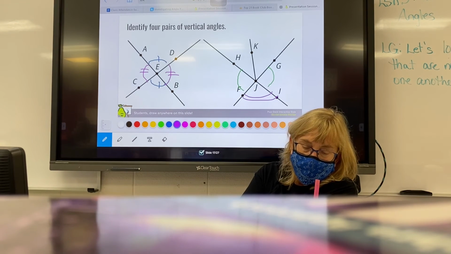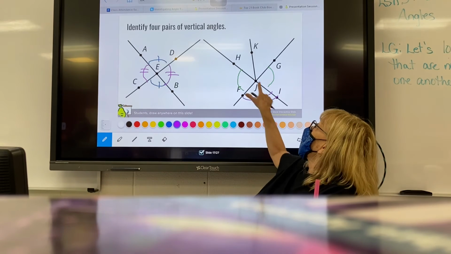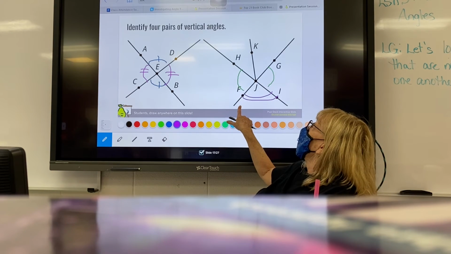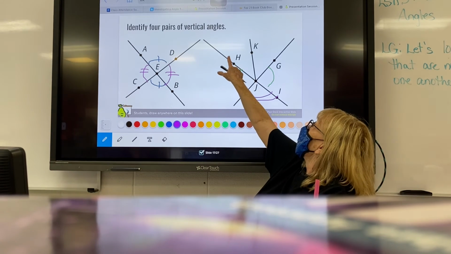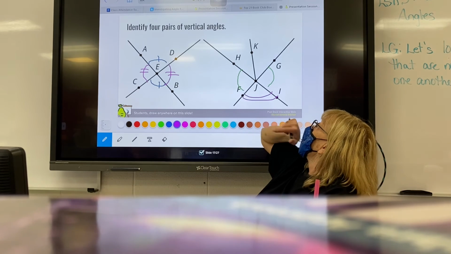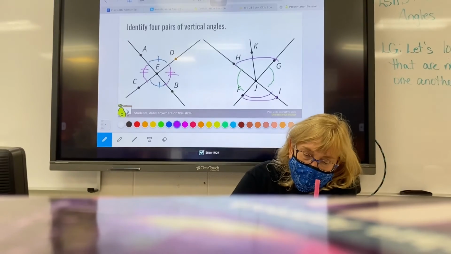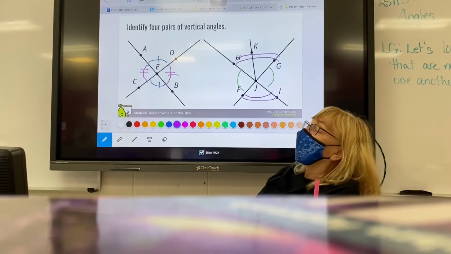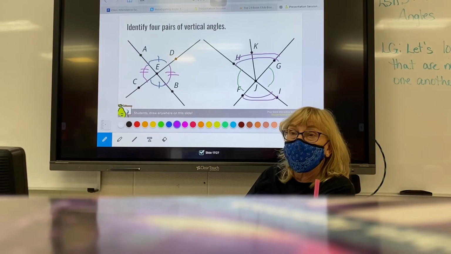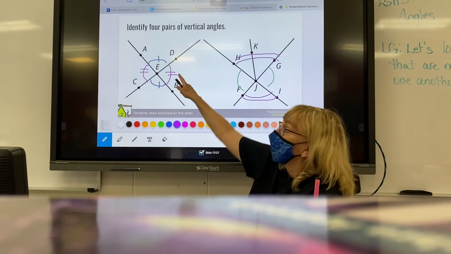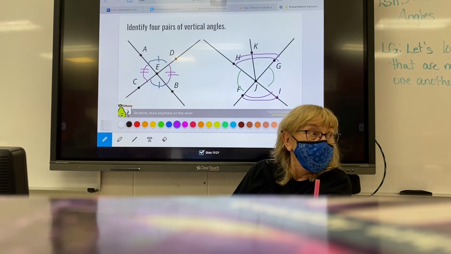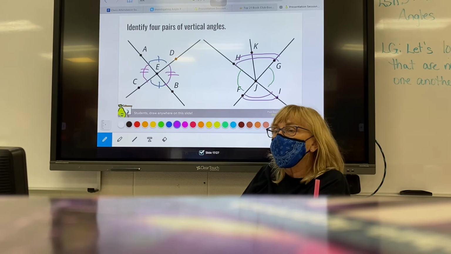What is vertical to this angle? What is vertical to IJF, which would be HJG? Yeah, that's what you said. Okay, and I put 2 lines there. You can notate it that way, or you can notate it with the tick marks. Okay? Questions on that?